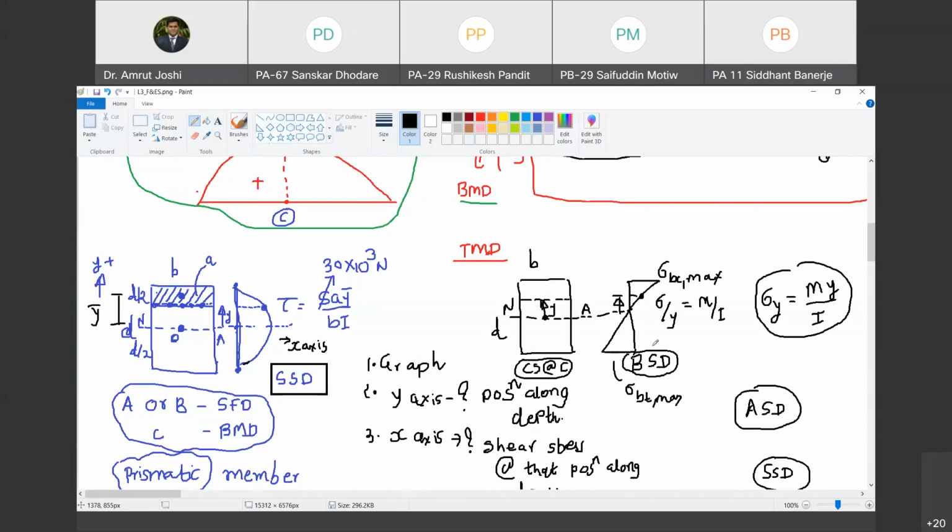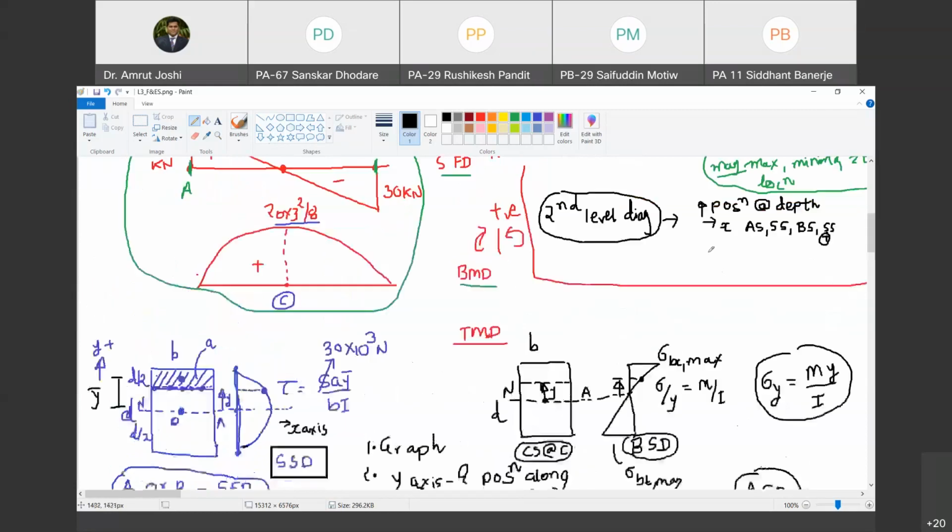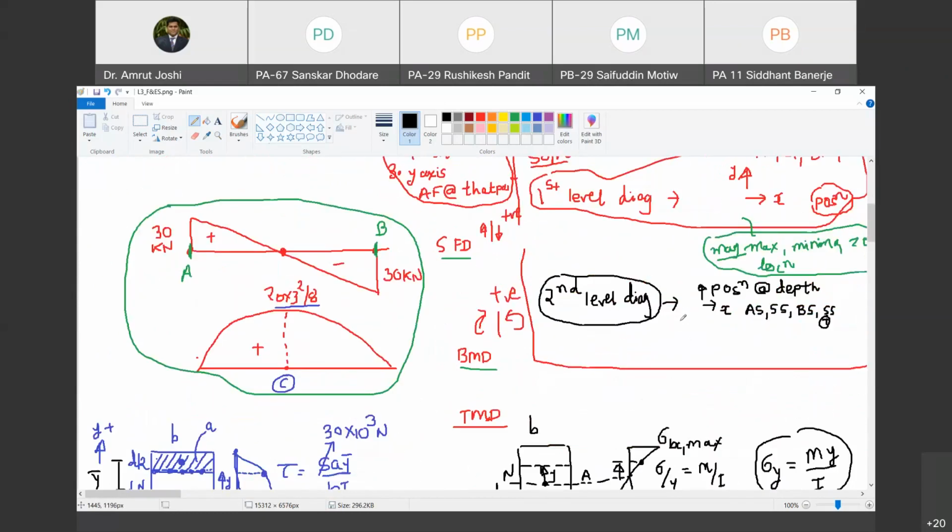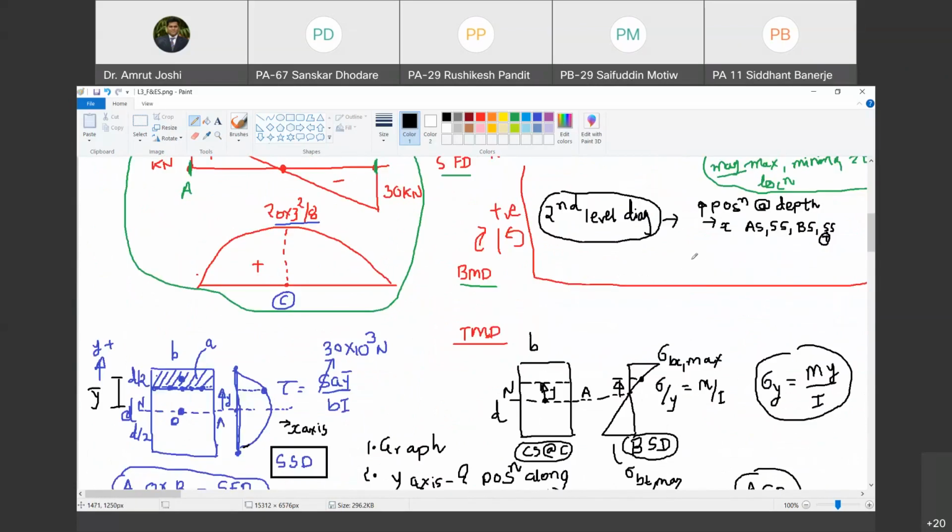Correct. So let me summarize what you have said in concise words. What we are doing is we are trying to find out maximas, minimas of shear and normal stresses. Do you agree with me? Yes, sir. So we have known the critical cross section in the first level diagrams. Now I am asking a question. In that critical cross section, which molecules are critical as far as normal or shear stresses are concerned?